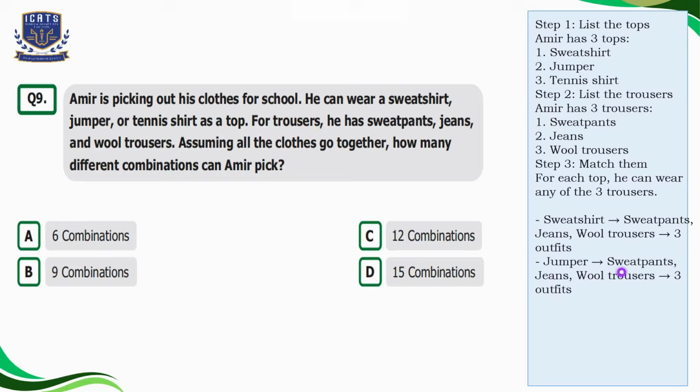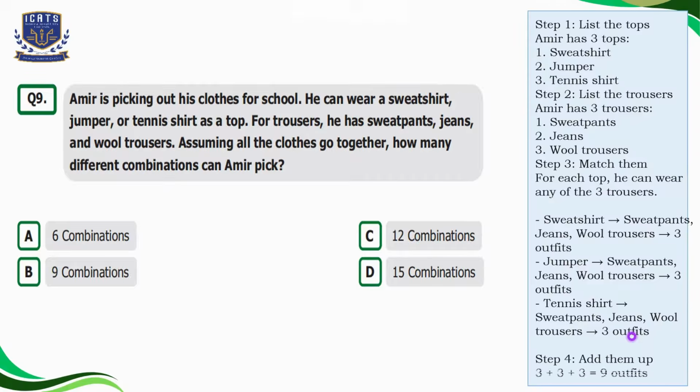For the jumper, he can wear sweatpants, jeans, or wool trousers. These are also 3 outfits. Similarly, for the last top, which is the tennis shirt, he can wear any of the 3 trousers. So there will be 3 outfits. Now, if we add them all, the total will be 9. So he can make 9 combinations with the 3 tops and 3 trousers. So we will select option B here, 9 combinations.